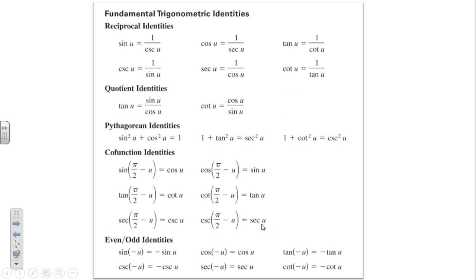If you can remember sine squared of an angle plus cosine squared of an angle equals 1, you can derive the other two from it. Because if I divide sine squared of u by sine squared of u, I'm going to get a 1. If I do that, though, I have to divide every single term by sine squared. So if I divide cosine squared by sine squared, I'm going to get cotangent squared. Cosine over sine is cotangent. And then if I divide 1 by sine squared, 1 over sine squared is cosecant squared.